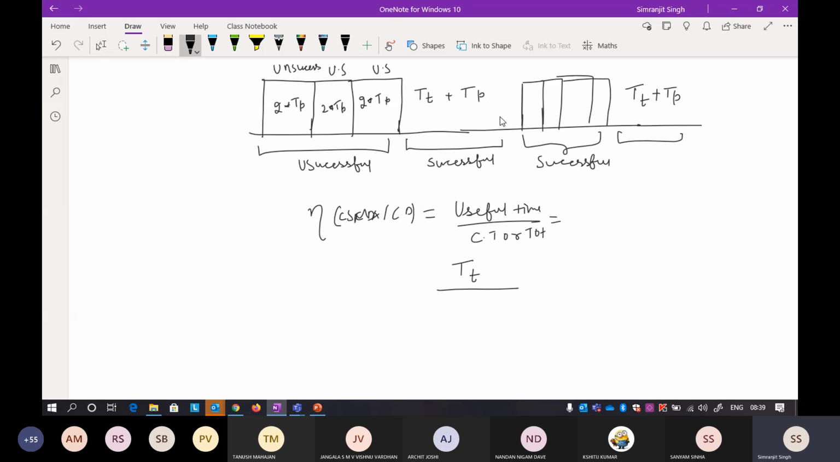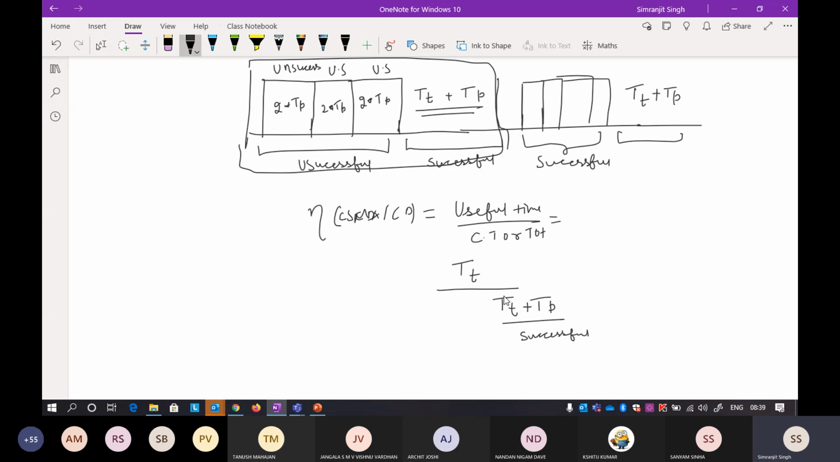So suppose I am successful till here, and I'm considering this as one cycle. I got many unsuccessful attempts, and after some unsuccessful attempts, there is a success in the transmission. So what will be the total time? For the successful one, the total time will be TT plus TP. So this is my success. When my transmission is successful, there is no collision.